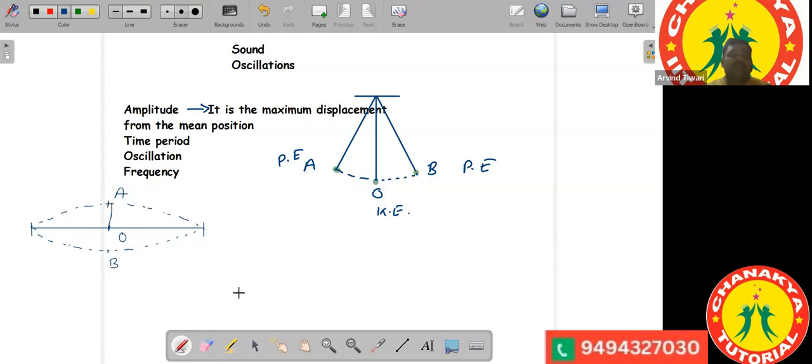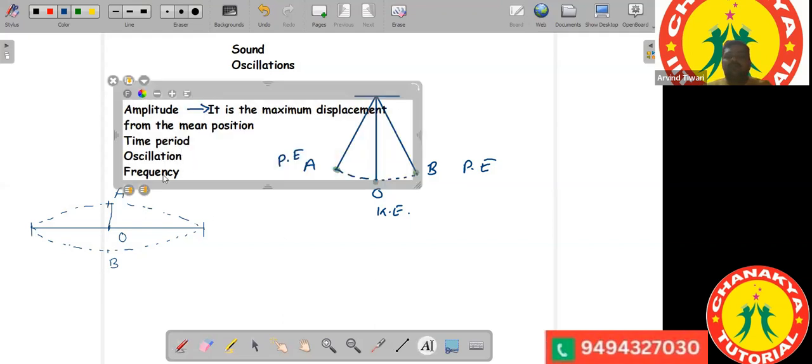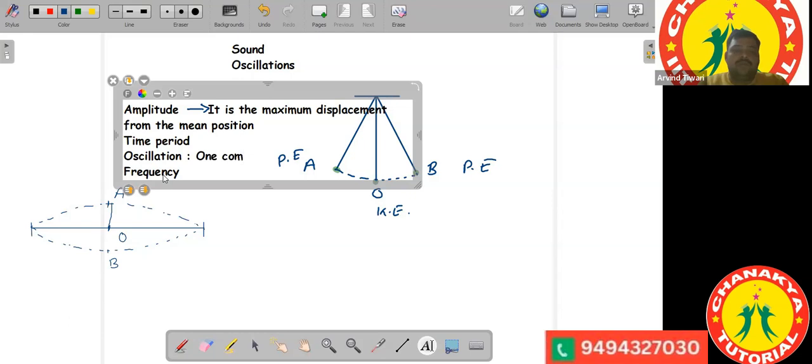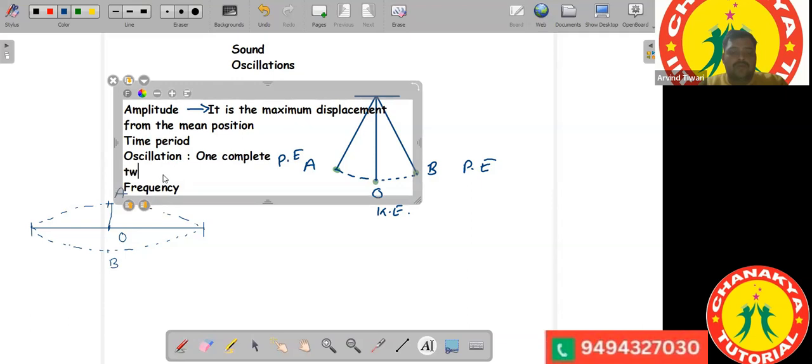Okay. Then in the last class I discussed about oscillation. So who remembers about oscillation? What is one oscillation? Sir, one complete to and fro motion. Very good. That means you are paying attention. So one complete to and fro motion is one oscillation.